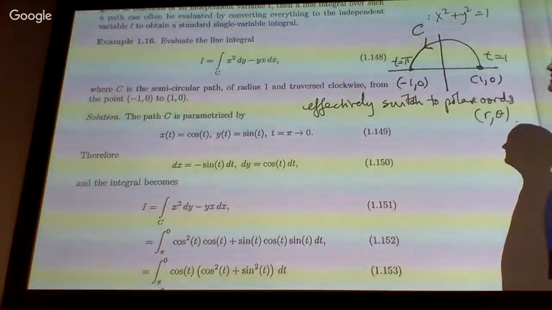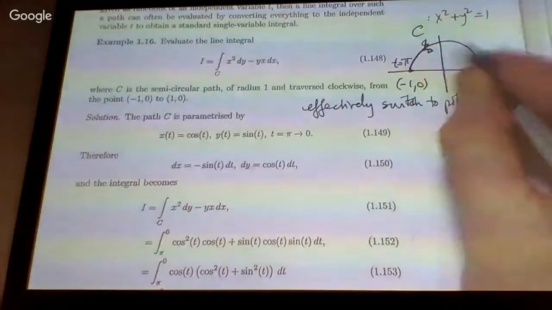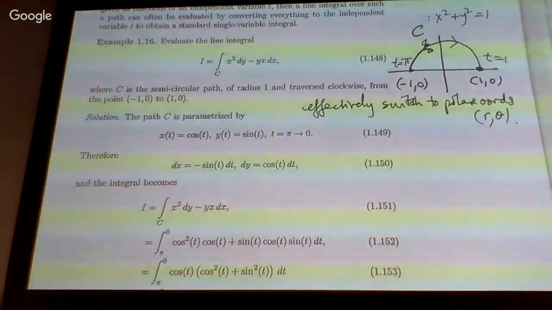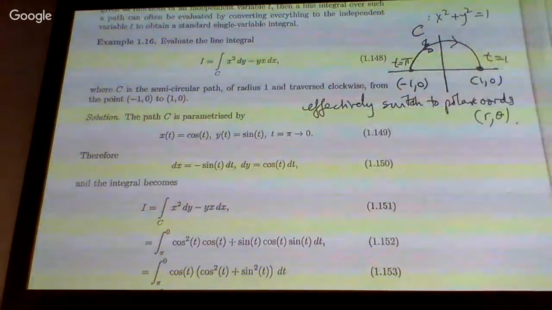Have I done the wrong thing? Sorry, the whole thing is supposed to be in this direction, from left to right, going from (-1, 0) to (1, 0).